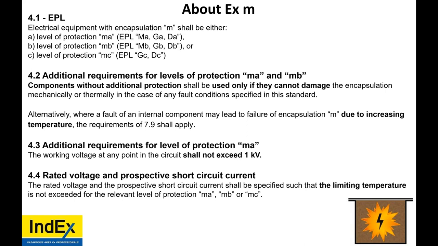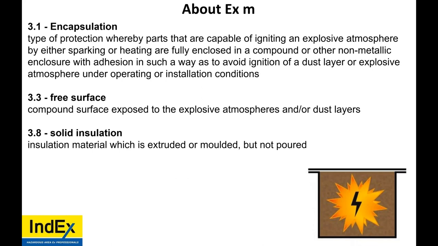Obviously, the triangle, yes, when we're talking about ignition sources, heat is a possible ignition source. So we need to limit temperature. So encapsulation is a type of protection whereby any parts that are capable of igniting an explosive atmosphere by either sparking or heating are fully enclosed in a compound or non-metallic enclosure with adhesion in such a way as to avoid ignition of dust or gas atmospheres under operating or installation conditions and also certain fault conditions. So solid insulation means insulation material which is extruded or molded but not poured. So solid insulation does not refer to the EXM compound. Okay?